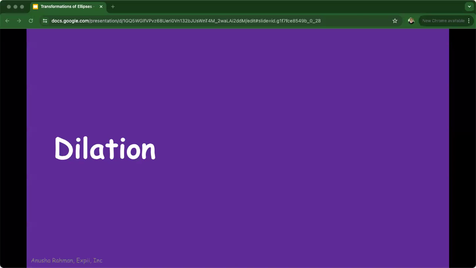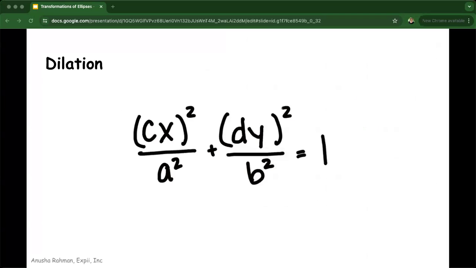Next up, we have a dilation. An ellipse dilation is when an ellipse changes size. We can think of this type of transformation as stretching or compressing the ellipse. This transformation involves multiplying the x and y coordinates of each point on the ellipse by scaling factors, c and d.